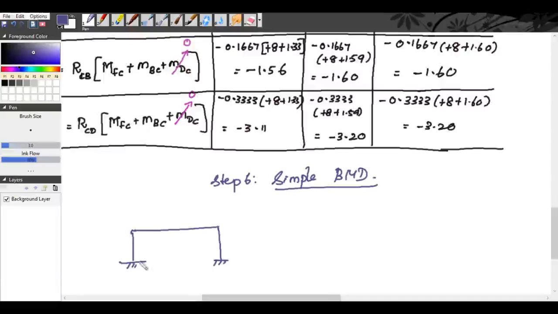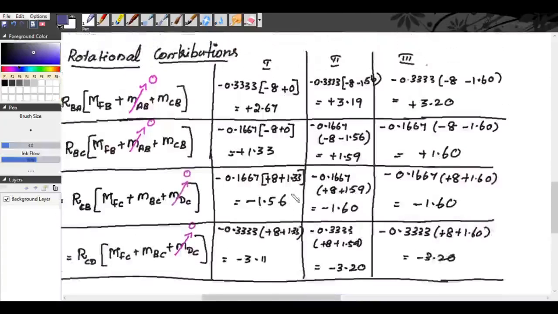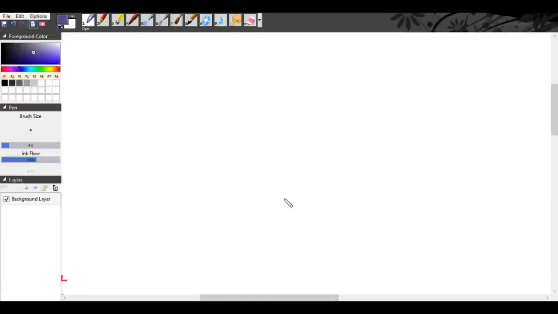Here there is external loading only for the span BC. For the span BC we have an external loading of 6 kilonewton per meter, and the span length is 4 meter. Therefore, this is a UDL. So we will have a parabolic shape and the magnitude will be WL square by 8. So 6 into 4 square divided by 8, we get 12 kilonewton meter. This is our simple beam moment diagram. First we will draw the simple beam moment diagram, then we will superimpose it.